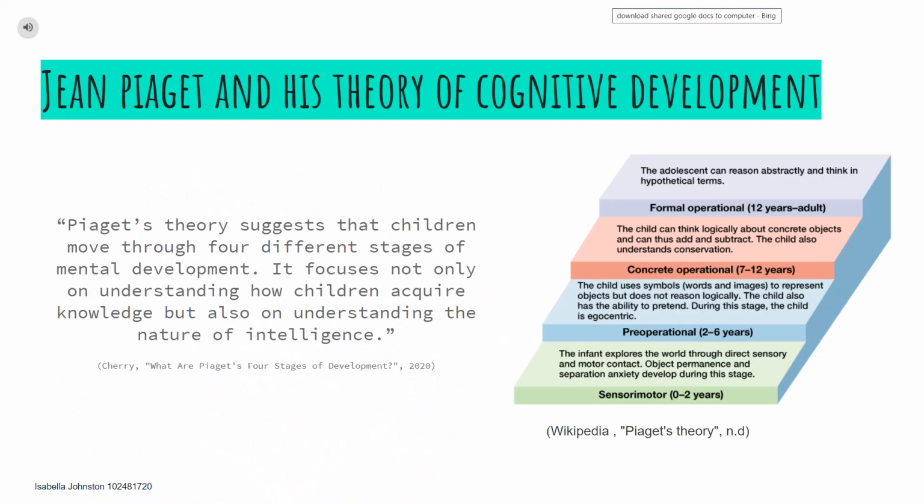When looking for a theorist that underpins this model, we look no further than the Swiss psychologist Jean Piaget. Piaget was a strong believer in the fragmented approach, and his theory on the stages of cognitive development underpins the curriculum to this day. Psychologist Kay Sherry outlines that his theory suggests children move through 4 different stages of mental development. It focuses not only on understanding how children acquire knowledge, but also on understanding the nature of intelligence.